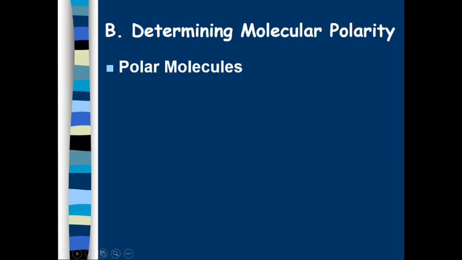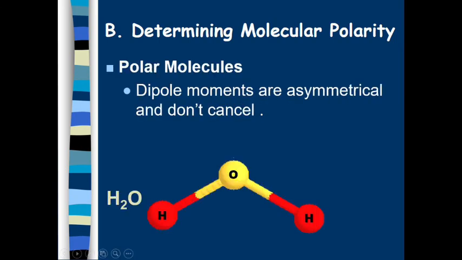For a polar molecule, we're looking for something that's asymmetrical. So the dipoles don't cancel. In this case, that looks symmetrical, but the reason the dipoles don't cancel is because we have that lone pair of electrons on oxygen. That's what reduced this bond angle that we have down here. So if your molecule is considered asymmetrical, then it's going to be polar.